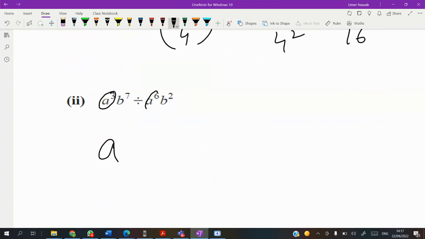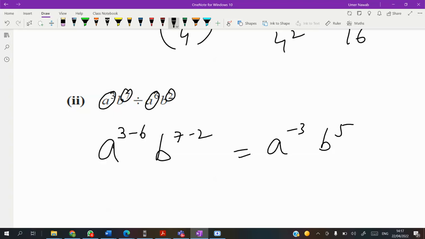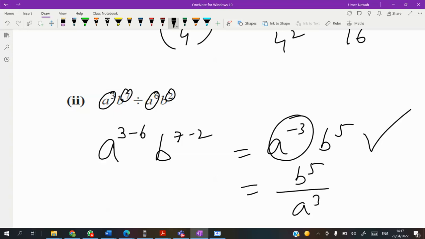a3 divided by a6. So I will write 3 minus 6. Okay, then b 7 minus 2. So a raised to the power minus 3 and b raised to the power 5. If you don't like to write the negative power here, you can write b5 over a3. However, this is also fine.